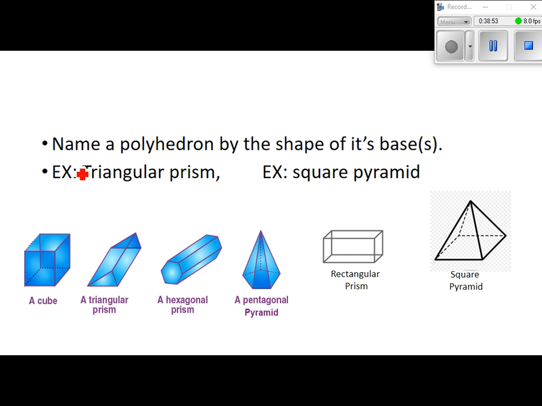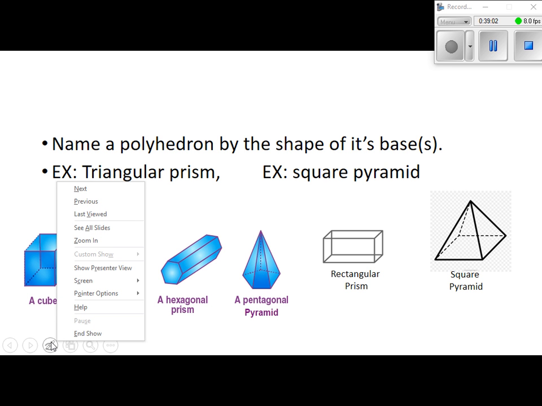All the rest are triangles. You tricked us on that last one, didn't you? So what? It's a square pyramid. When you name a pyramid, notice on this pentagonal pyramid, why is it called a pentagonal pyramid? Because the base is a pentagon. Because the base is a pentagon, all the rest of the faces again are triangles.